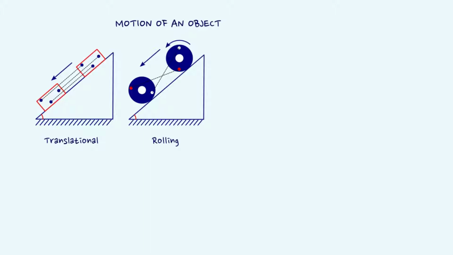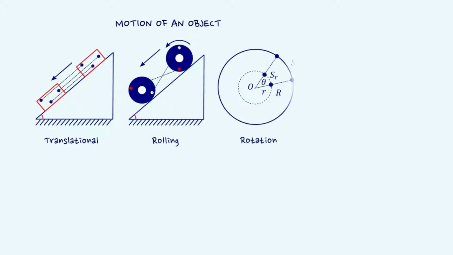On closer observation, we can find an axis that does not undergo any rotation but moves parallel to the inclined plane and behaves as if a translational motion just took place. Therefore, rolling motion is a combination of translational motion plus rotational motion. In the next illustration, we will represent rotational motion.